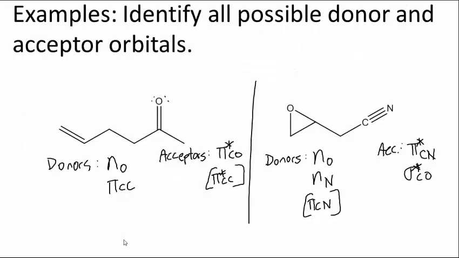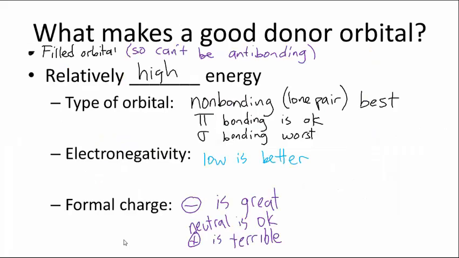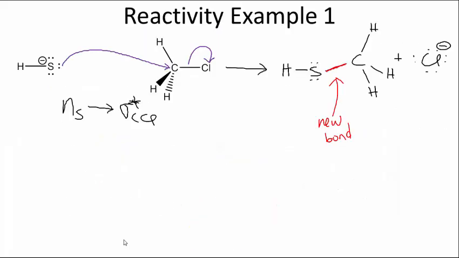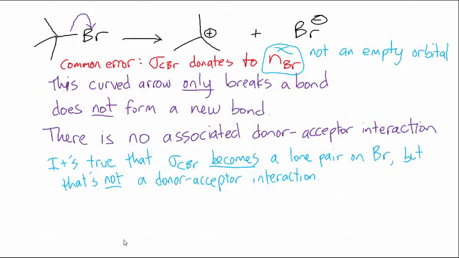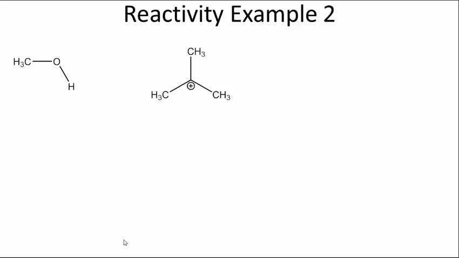So we had done at least one example where we predicted a reaction based on the MOs, where we said, if we take this SH minus, the lone pair on sulfur is the best donor, the sigma star CCl is the best acceptor, and we just followed that to its logical conclusion, and we said we'd make a new bond. So we're going to do two more examples where we predict a reaction, and that'll kind of close us out.